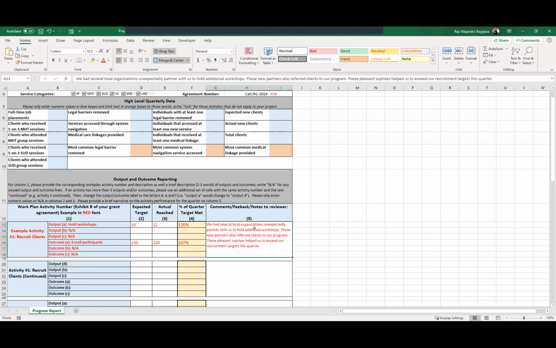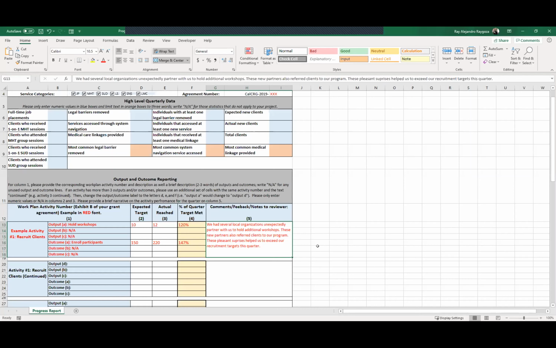The last part is the notes to the reviewer. Even though you're already providing some narrative in the other document, this helps us put your numbers in perspective. So we please ask that you provide enough information so we can have a meaningful understanding of the numbers that you entered. It doesn't have to be very long, but a few sentences can help us understand your situation better. And feel free to add as much as you'd like, though.